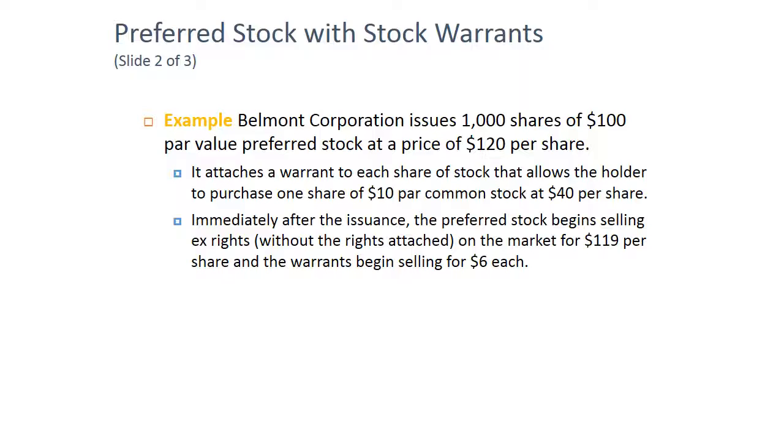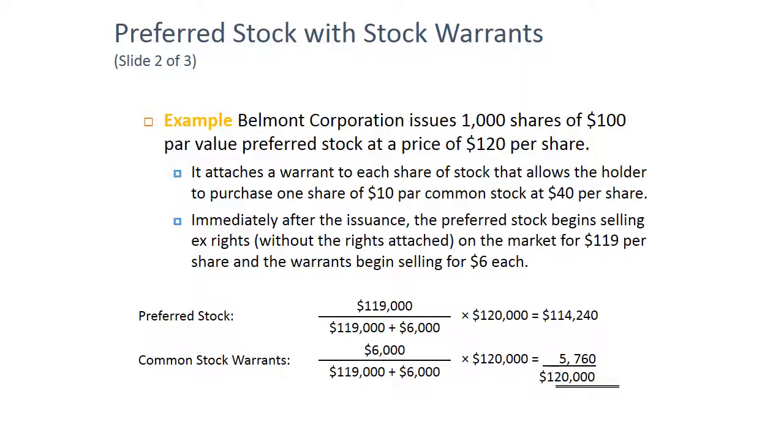So now let's compute how much of that $120 per share that we originally sold this preferred stock for will be allocated to the preferred stock. How much is allocated to this warrant? Again, we do it just like we do whenever we sell more than one item or purchase more than one item for one price. We allocate it based on the fair market value. So the fair market value of the preferred stock will be $119,000. $119 a share times 1,000 shares. The fair value of the warrants is $6,000. 1,000 warrants times $6 a warrant, I'm sorry, market value.